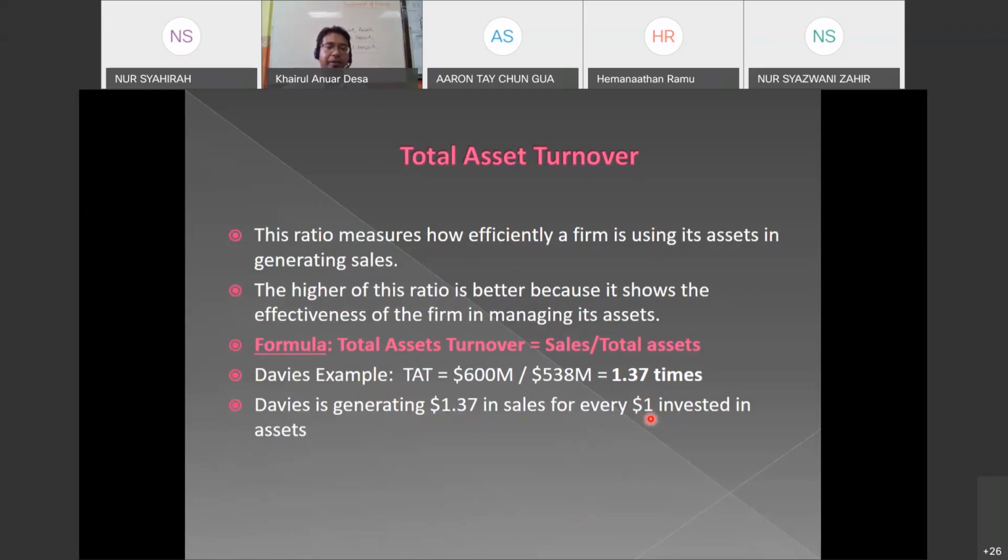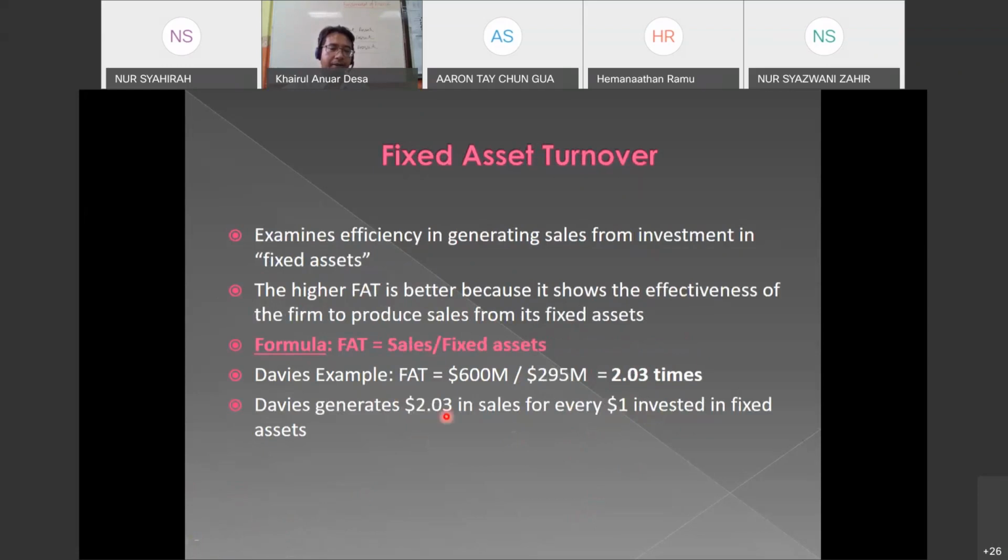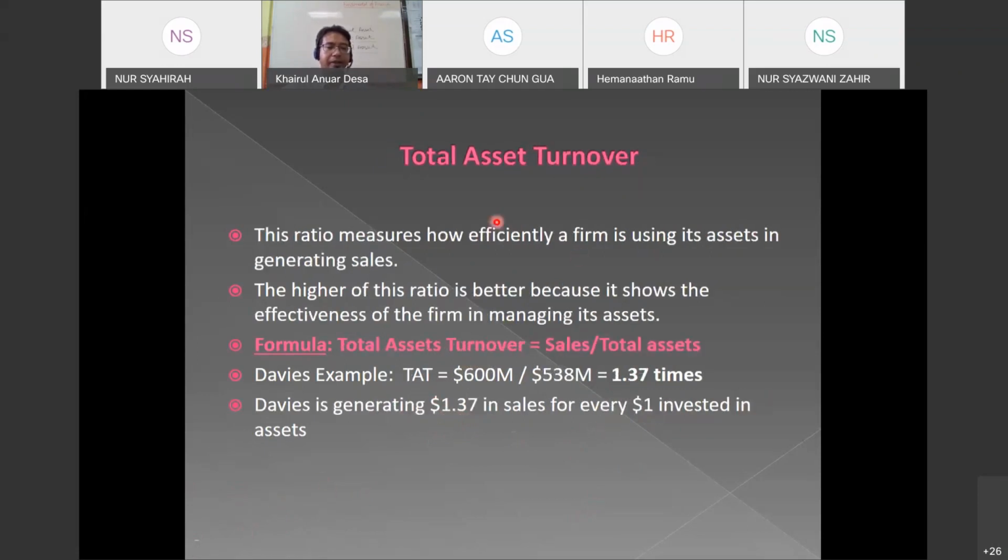Kalau tadi kita dapat RM1 pelaburan, kita dapat balik RM2.03. After we include our current asset in our calculation in the total asset turnover, RM1 we can only generate 1.37 instead of 2.03 just now. So what is the conclusion that we can make here?